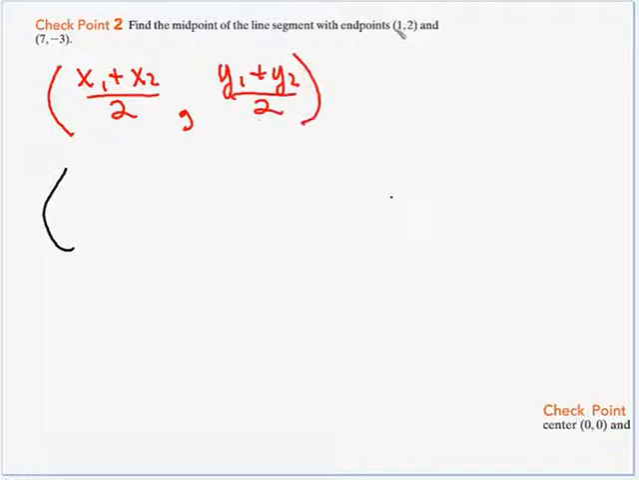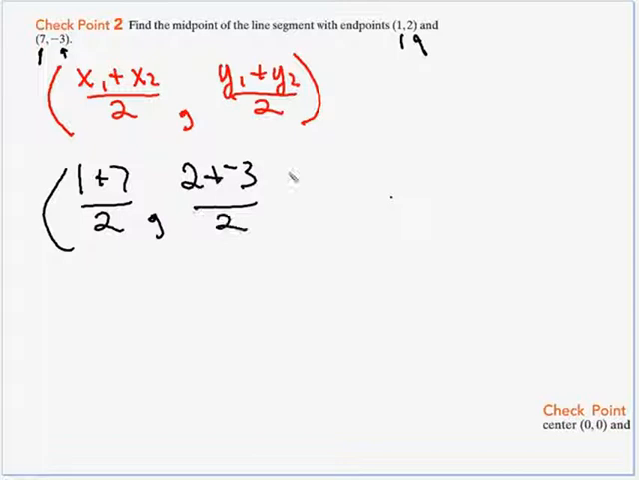So let's see. Add the x coordinates. You know, here's our 1, here's our 7. Add them up and divide by 2. And then our y coordinates are 2 and -3. Add those up, divide by 2. So here we're going to get an 8 divided by 2, which is 4. And then 2 plus a -3 takes us to -1. So that'll be a -1/2 for our y coordinate.